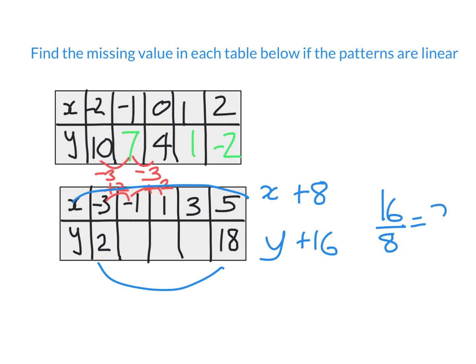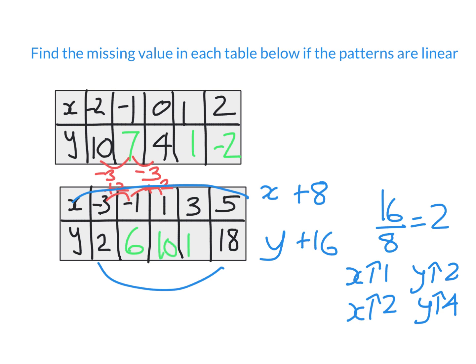This means that if x were to increase by 1, y would go up by 2. So each time x goes up by 1, y must go up by 2. That means each time x goes up by 2, y goes up by 4. So I need to add 4 in this. x is going up by 2, y needs to go up by 4. So that would be 6, 10, 14, and 18. The key to solving these problems is you need to figure out how much y goes up or down each time x goes up by 1.